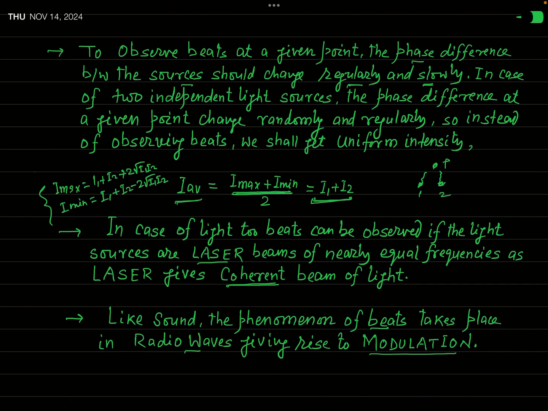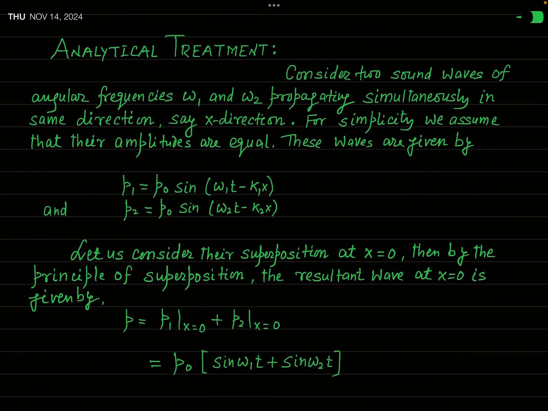That phenomenon is called beats. I have told you that beats is actually interference of waves, but what type of interference? This is actually temporal interference, not spatial. Here space is fixed, position is fixed. So this is what we call the phenomenon of beats. Now we will explain this phenomenon in an analytical, or mathematical, manner.